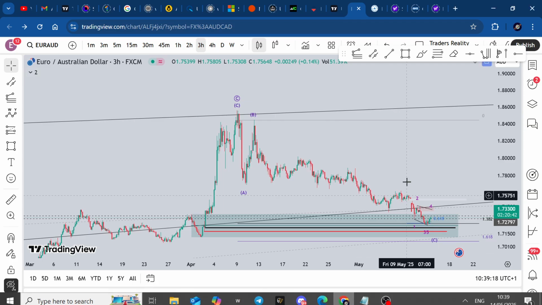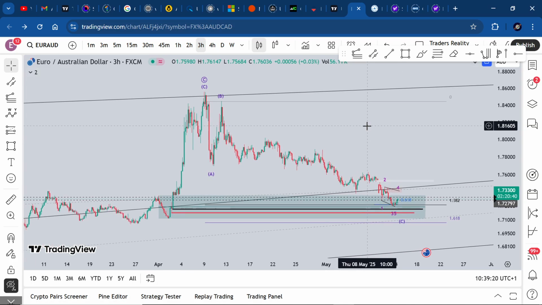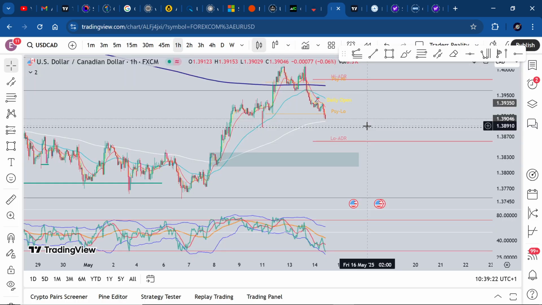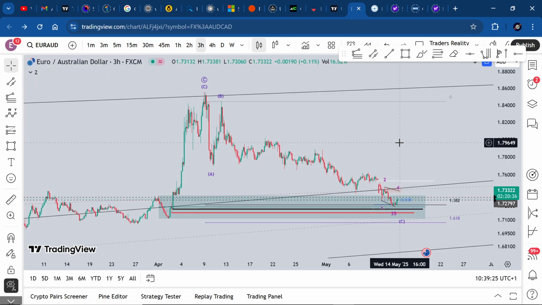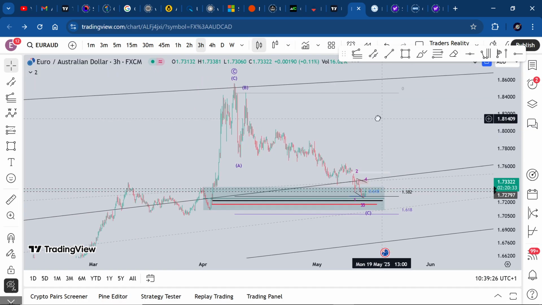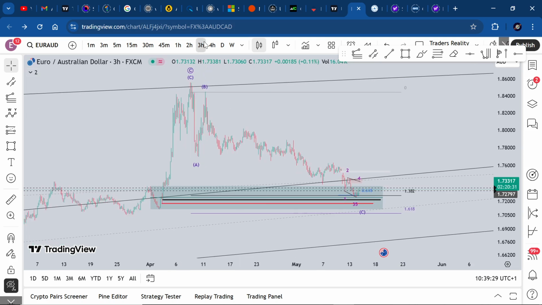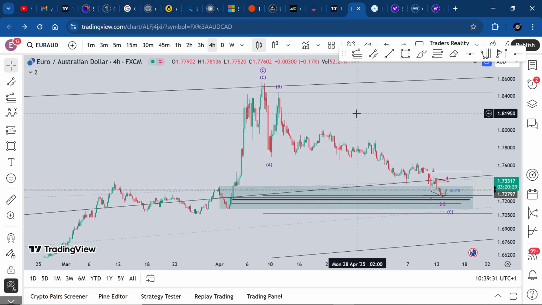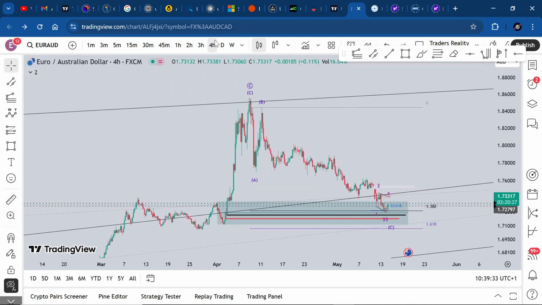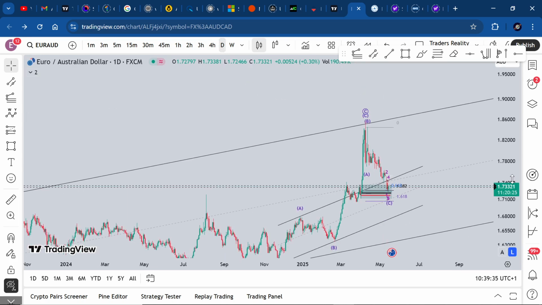Good morning all. We're going to do an analysis on two of the crosses that I'm watching right now, which is USDCAD and EURAUD. Okay, chart is a bit messy. We're on a 4-hour time frame. And what's happened, in fact, let's go to the daily quickly, pull this up.